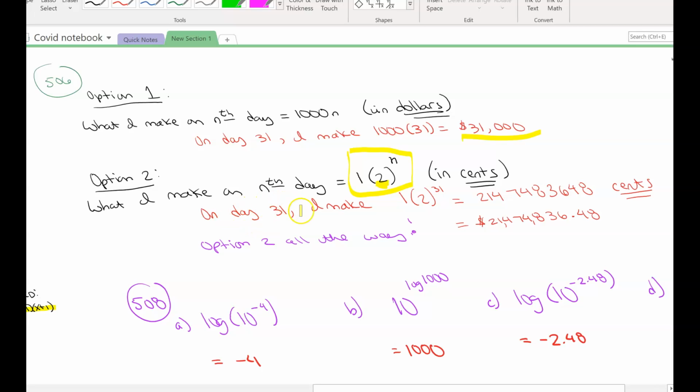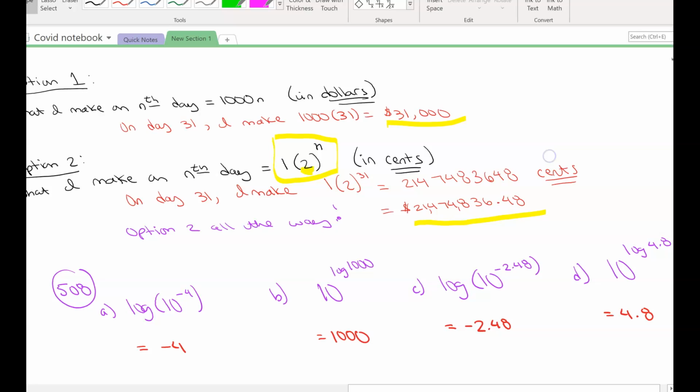And I just found that on day 31, I make this many cents, but one's in cents, one's in dollars, another unit conversion here. I just converted the cents to dollars, and look at that. On day 31, you make about $21 million. And on day 31, you make $31,000 in option 1. So to me, that's a dead giveaway that option 2 is better. And then finally, 508 over here.